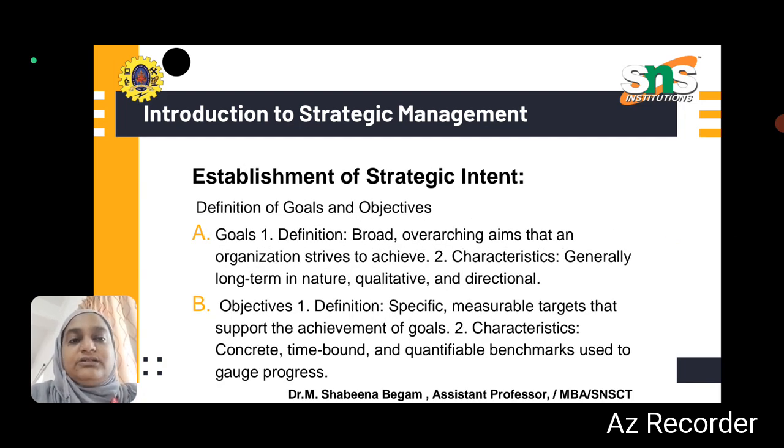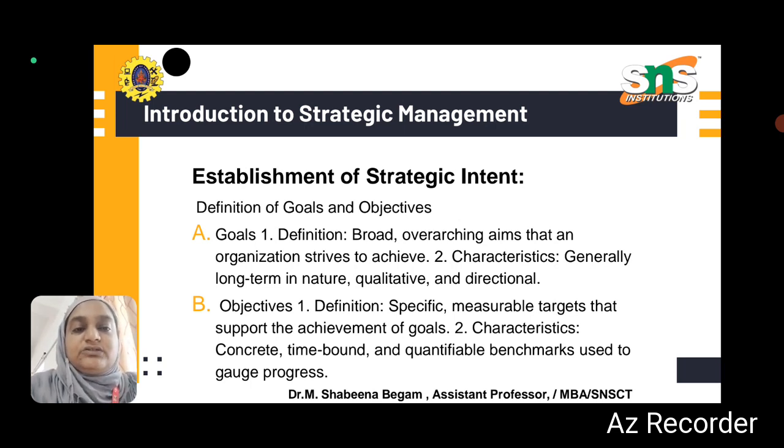Then we talk about goals and objectives. Here we are going to see the definition of goals and objectives. When we talk about goals, they should be broad, overarching aims that the organization strives to achieve, for the ultimate benefit of the organization as well as the employees. The characteristics should be long term in nature and qualitative. Without quality, nobody is going to turn and look at your organization. Then the direction that we are going to select to travel along.